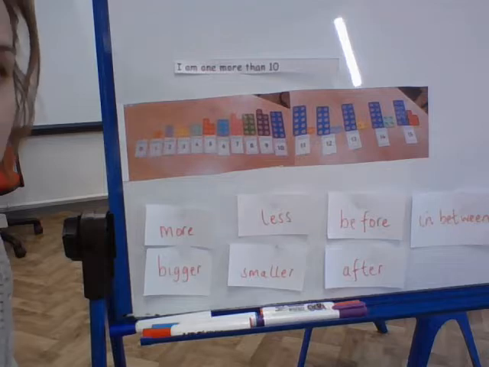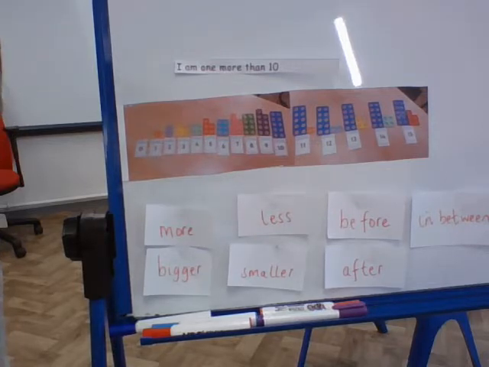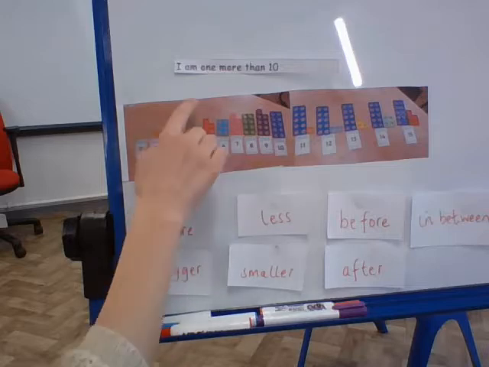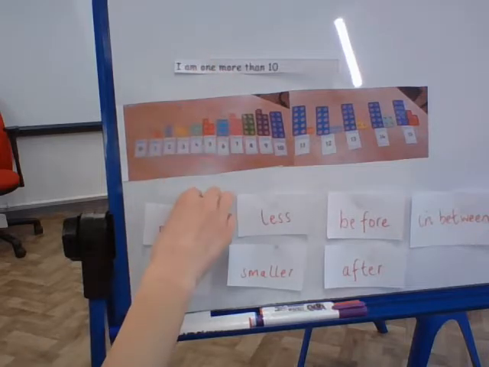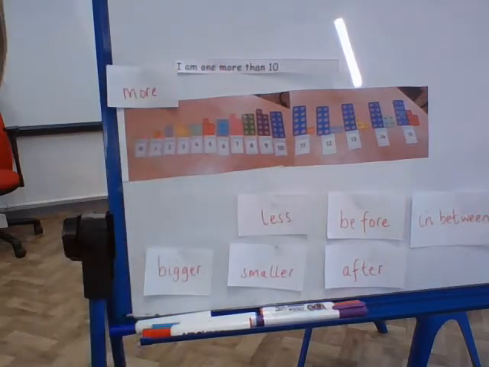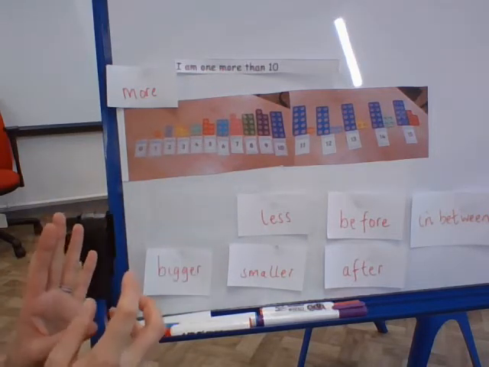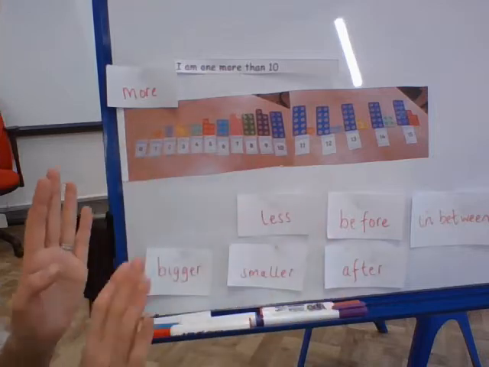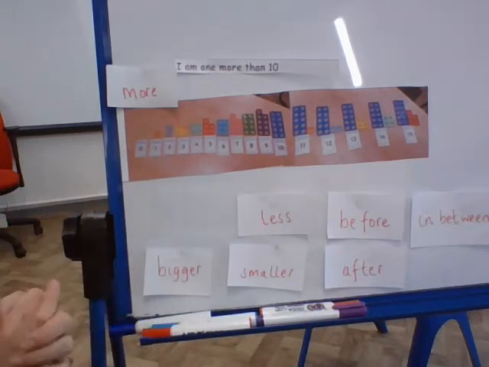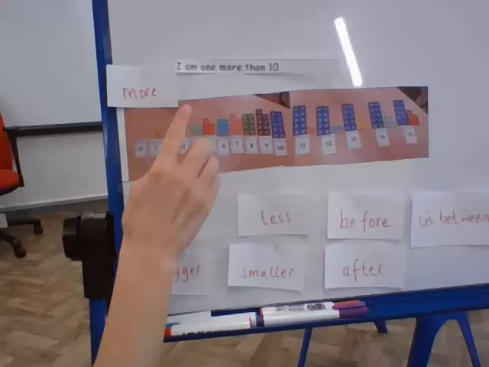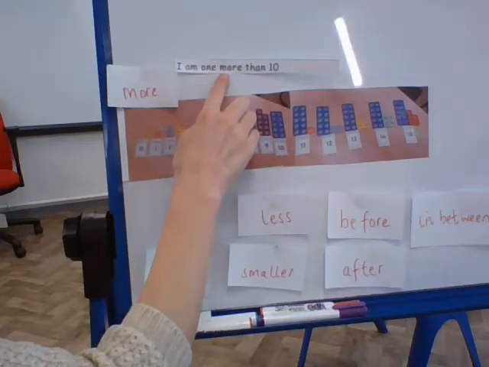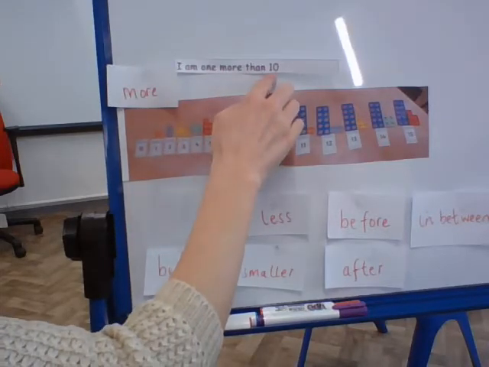It says, I am 1 more than 10. Now let me think, what do I need to do? Well, I need to look at my question first and think about what I need to do. It says 1 more, so it's a more question. And I know that when we're doing more or adding more on, the numbers get bigger. Okay, so it's a bit like the word bigger, isn't it? 1 more is like 1 bigger. So I am 1 more or 1 bigger than 10.